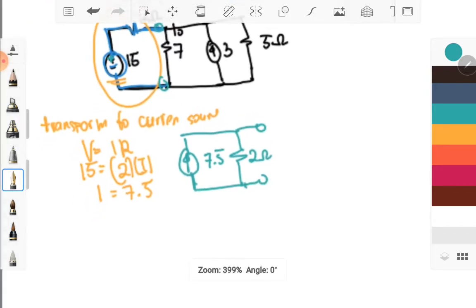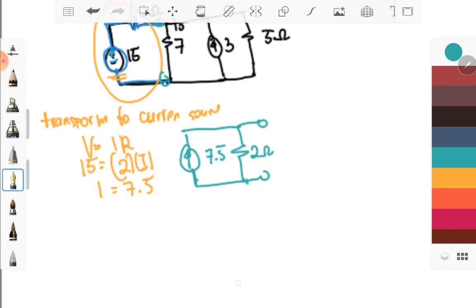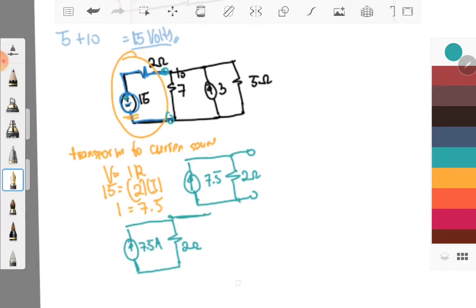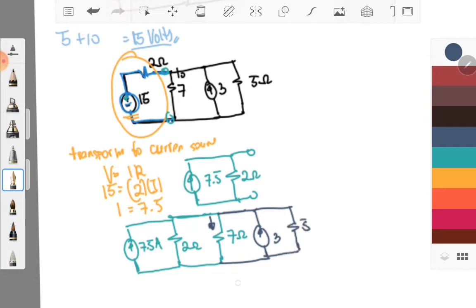So we will have a new circuit, which is basically your 7.5 ampere in parallel with a 2 ohm resistance, which will be connected to a 7 ohm resistance to my IO, and then our 3 ampere and my 5 ohm resistor.